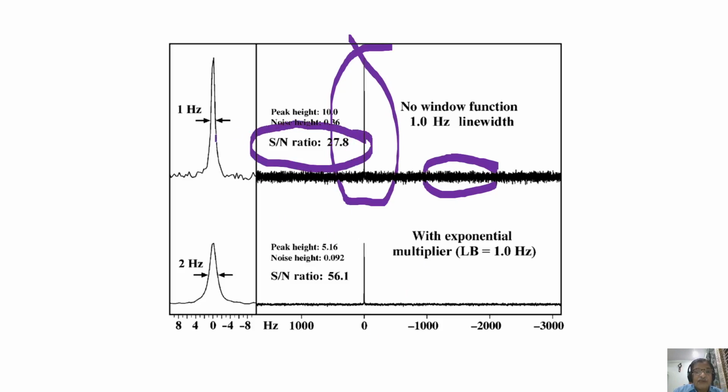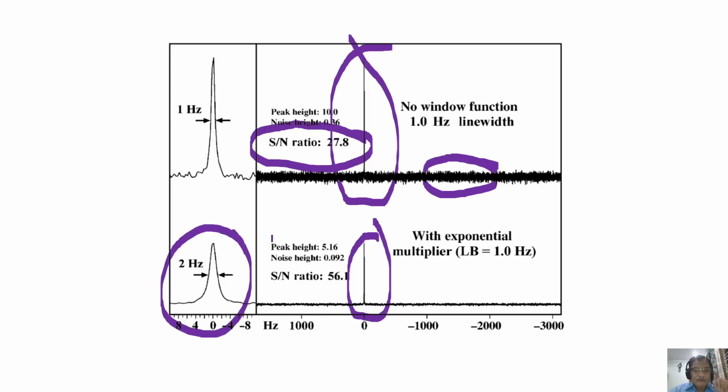Now after exponential multiplication, though you have brought in the line width, look at the signal to noise ratio, which is much better. It's almost double. Of course, you cannot do this if you have, let us say, two frequencies separated by 1 hertz. Then if you use a line broadening of 1 hertz or 2 hertz, they will get merged. The resolution will go bad. So you have to play with the resolution and the signal to noise ratio accordingly. So you have to properly choose the window function based on your requirement.